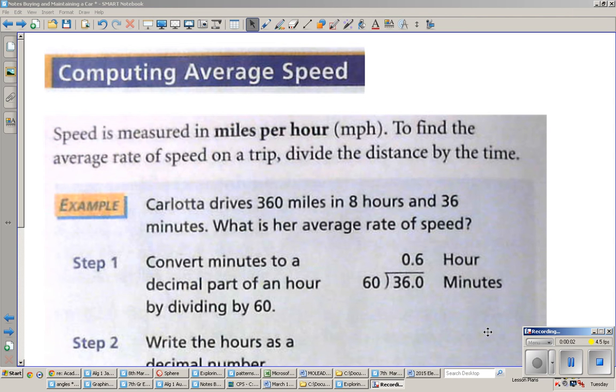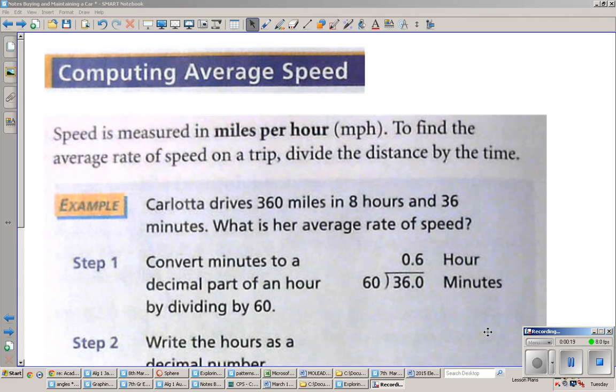Today we're going to be working on computing average speed. We're going to be working over two lessons today. The first one, we're going to compute average speed. Speed is measured in miles per hour, and to find the average rate of speed on a trip, you're going to divide the distance by time.